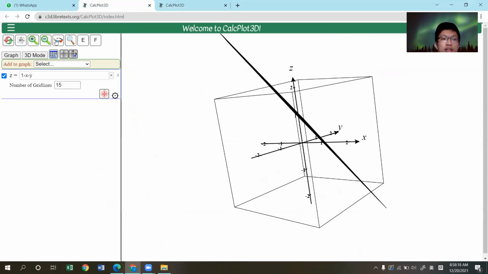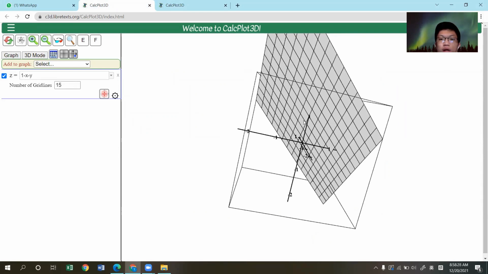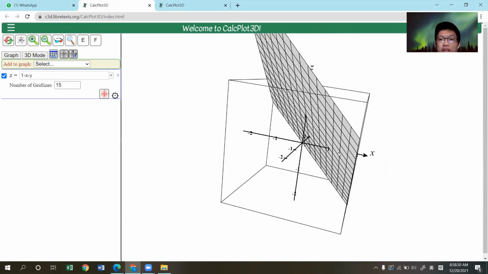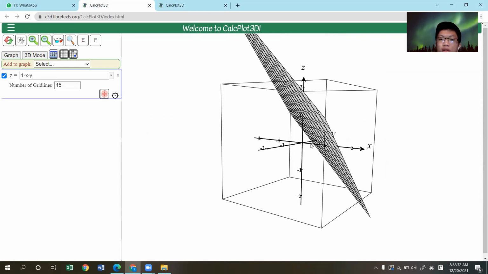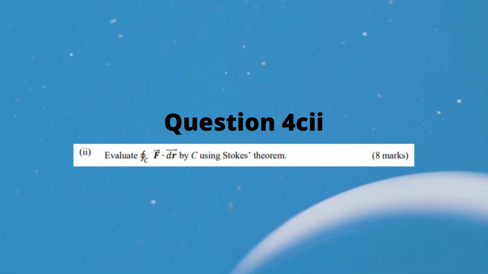Now I sketch the triangle by using the formula z equal to 1 minus x minus y. So I get a plane of a triangle located at 1 for the z axis, 1 for the x axis, and 1 also for the y axis. So it's a triangle if you see like this.